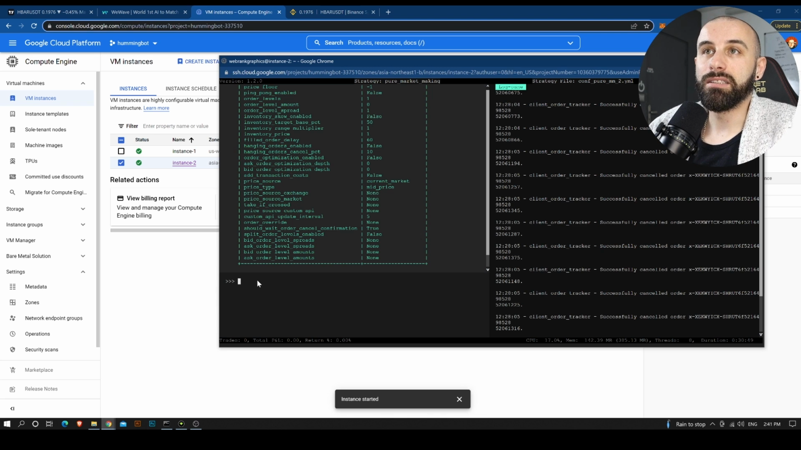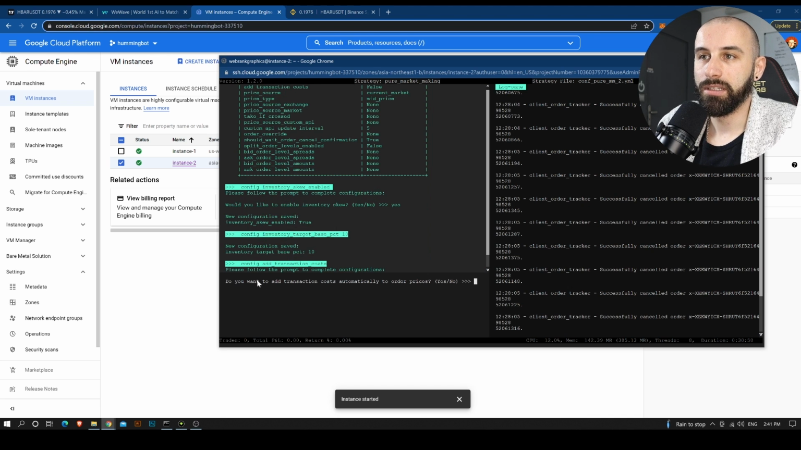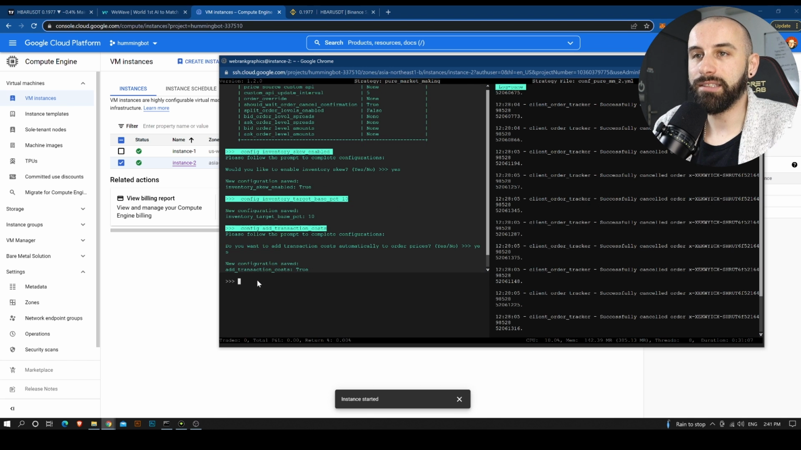Transaction costs, well, this would be helpful. So I'm going to enable config add transaction costs. Would you like to add transaction costs automatically to order prices? I'm going to type yes and explain. If I type yes, it will do two things. One, it will add the transaction costs to the spread difference from the mid price. The second thing it does is that when you type history, it will show you the total amount of fees that you paid since the beginning of your strategy. So this is very helpful in order to identify if the strategy is good or not.